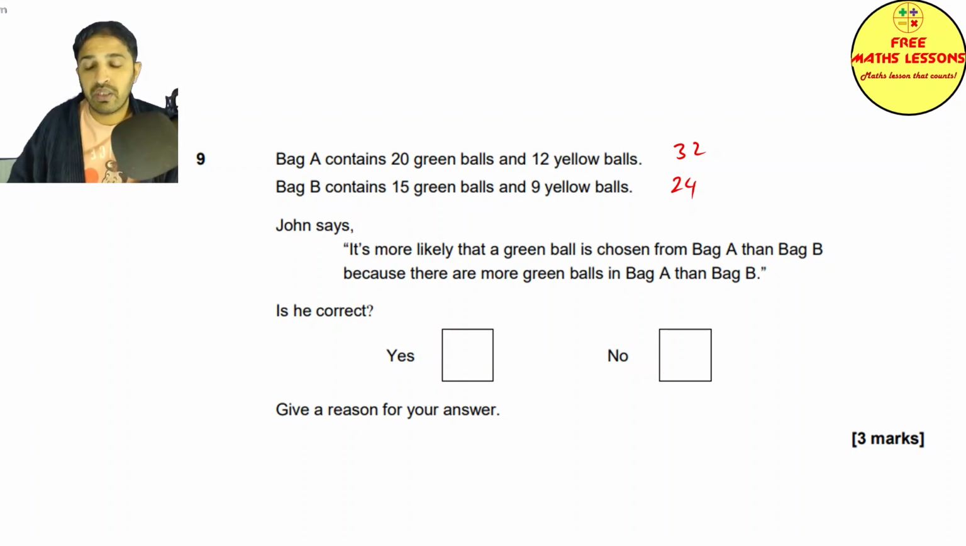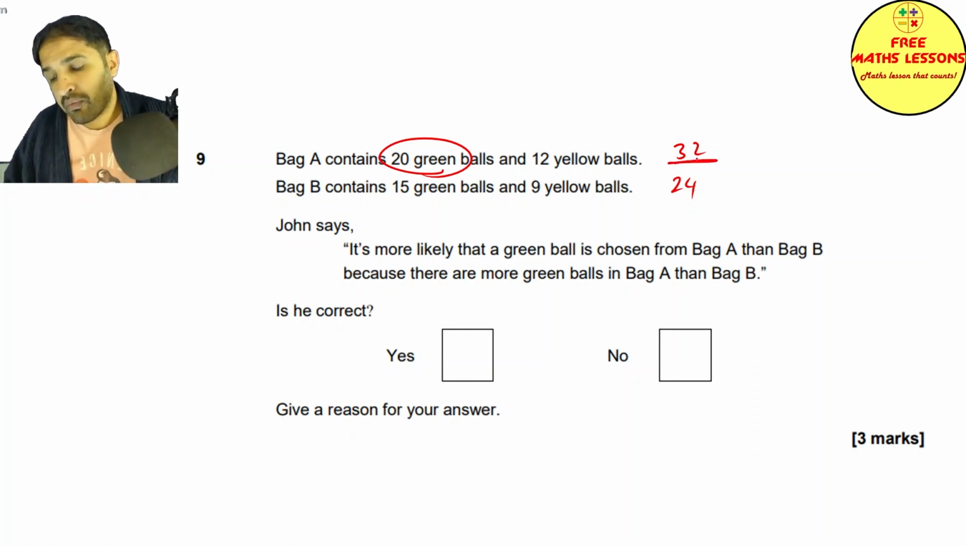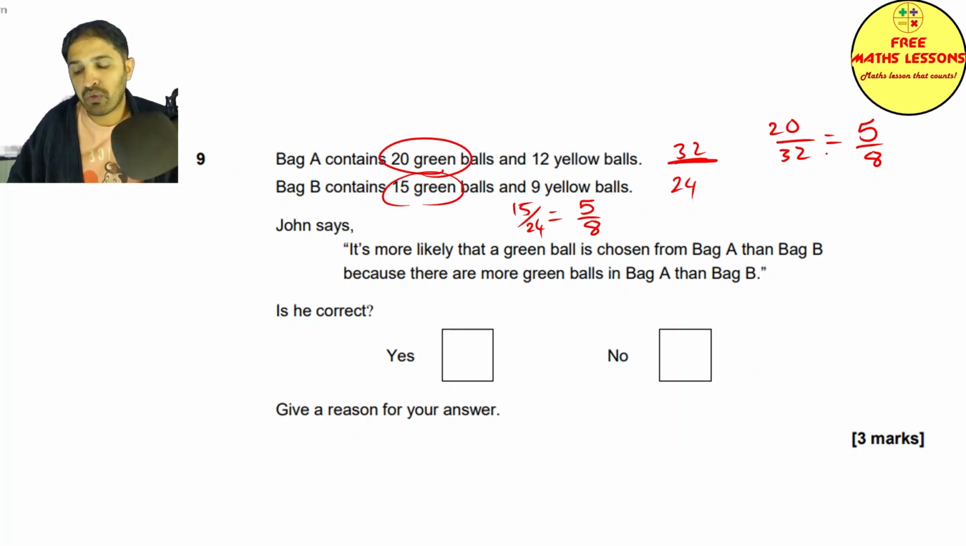Is he correct? So we need to decide depending on the probability. What's the probability of picking a green ball from bag A? The probability comes from how many green balls we have out of the total. So we've got 20 green balls, so we're doing 20 out of 32. And we simplify it, divide top and bottom both by 4, so you get 5 over 8. And again, work out the probability of picking a green ball from bag B. That's 15 green balls out of 24. So you go 15 out of 24 and divide top and bottom by 3. We get 5 over 8. So the probability of picking a green ball from both of those is exactly the same.